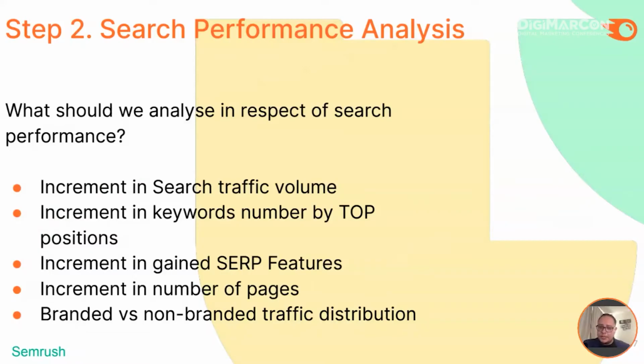But we need to go a little bit granular here, right? Here, you need to see not only the increment in search traffic volume, but also the increment in keywords number by top positions. So we're going a little bit more granular. We need to see the increment in gained search features. What are those search features?